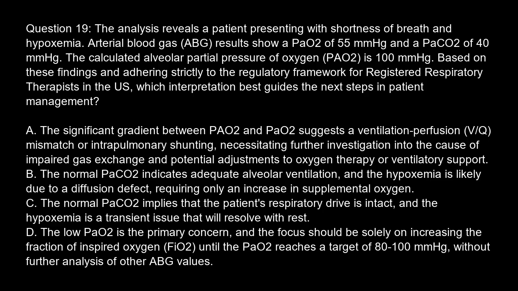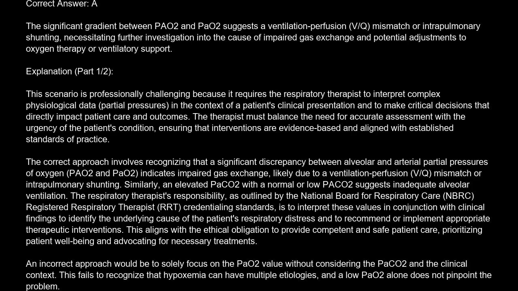Option C. The normal PaCO2 implies that the patient's respiratory drive is intact, and the hypoxemia is a transient issue that will resolve with rest. Option D. The low PaO2 is the primary concern, and the focus should be solely on increasing the fraction of inspired oxygen, FiO2, until the PaO2 reaches a target of 80-100 mmHg, without further analysis of other ABG values. The correct answer is A.